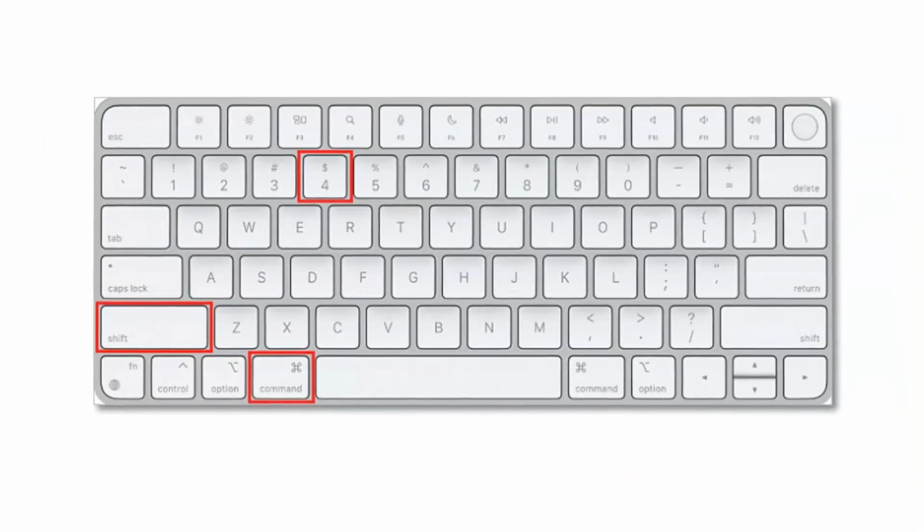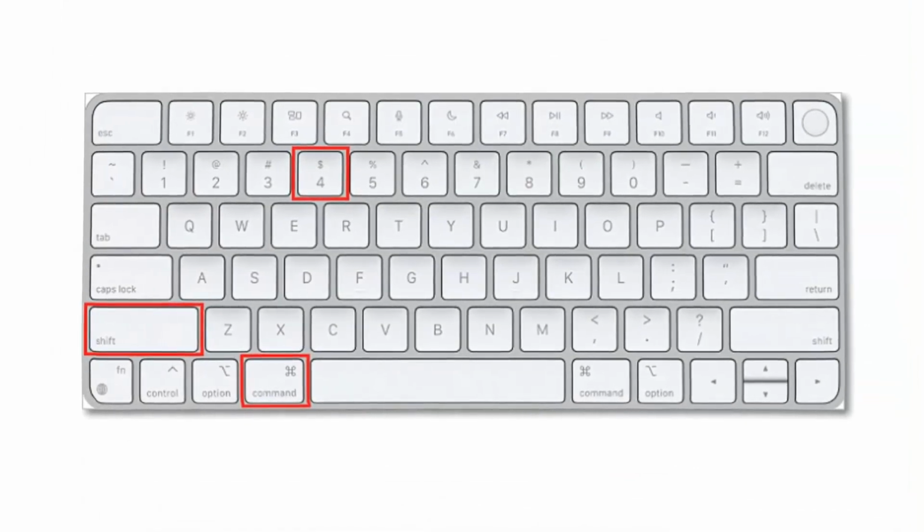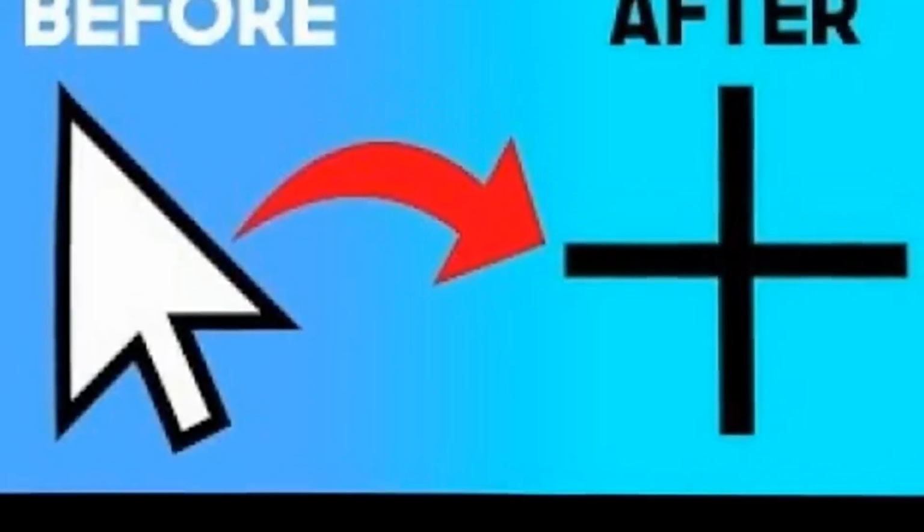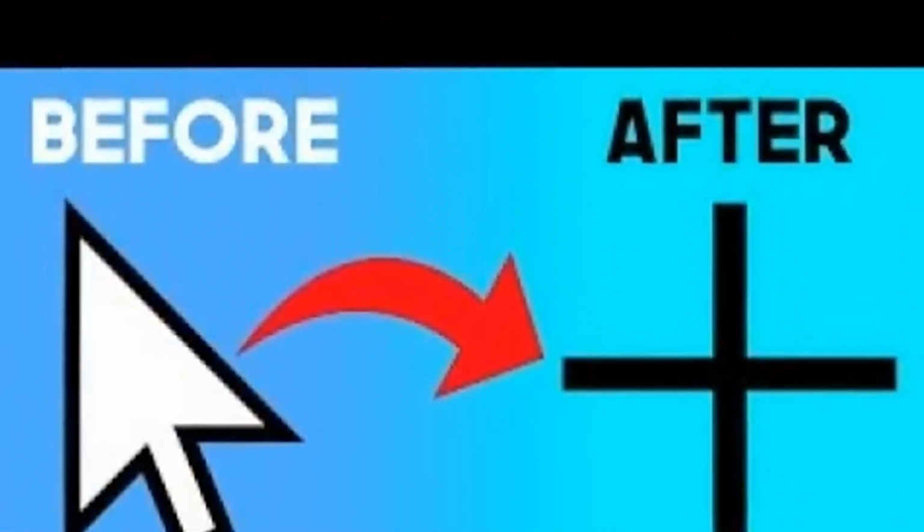Press and hold Shift and Command, then tap the 4 key. Instead of taking a picture right away, your mouse cursor will change from an arrow into a crosshair. This crosshair also has little numbers next to it that show the dimensions of the box you're about to draw.